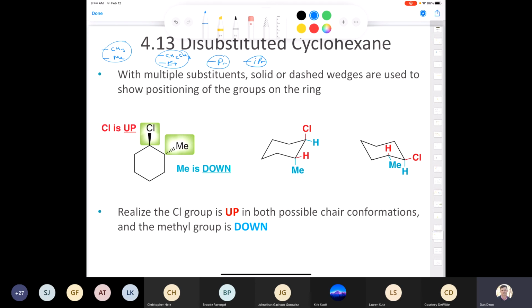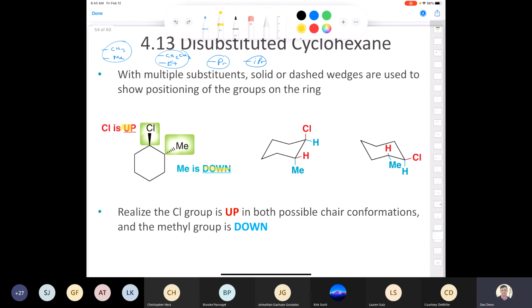Organic chemists are notorious for wanting to get the maximum amount of work done for the minimum amount of effort. We're not lazy. We just work smarter, not harder, right? Anyhow, let's stop for a second. Slow down. This chlorine is pointing up. You all agree with me on that because it's a wedge. This methyl is pointing down. You agree with me on that too because this is a dash.